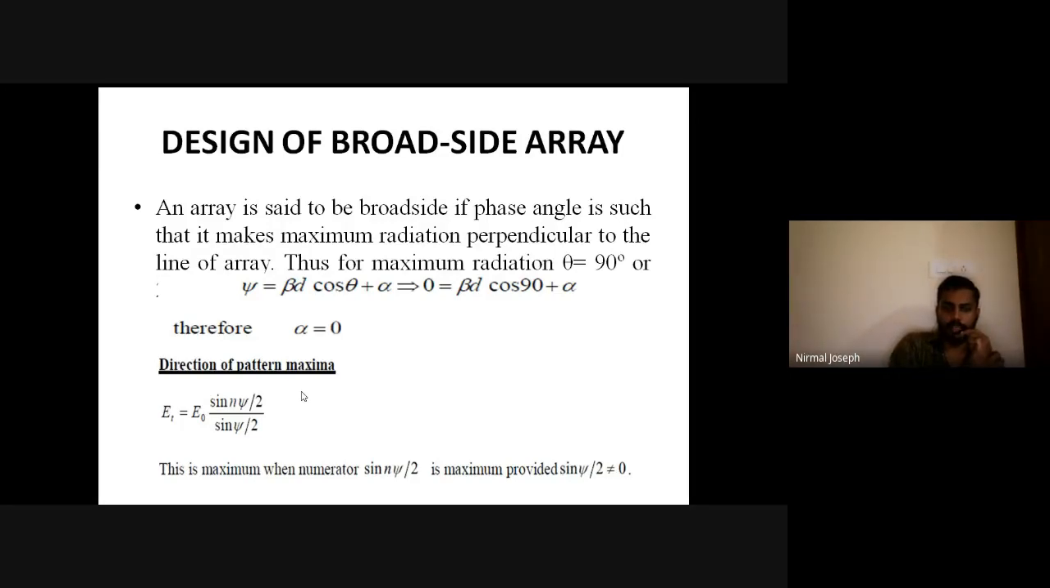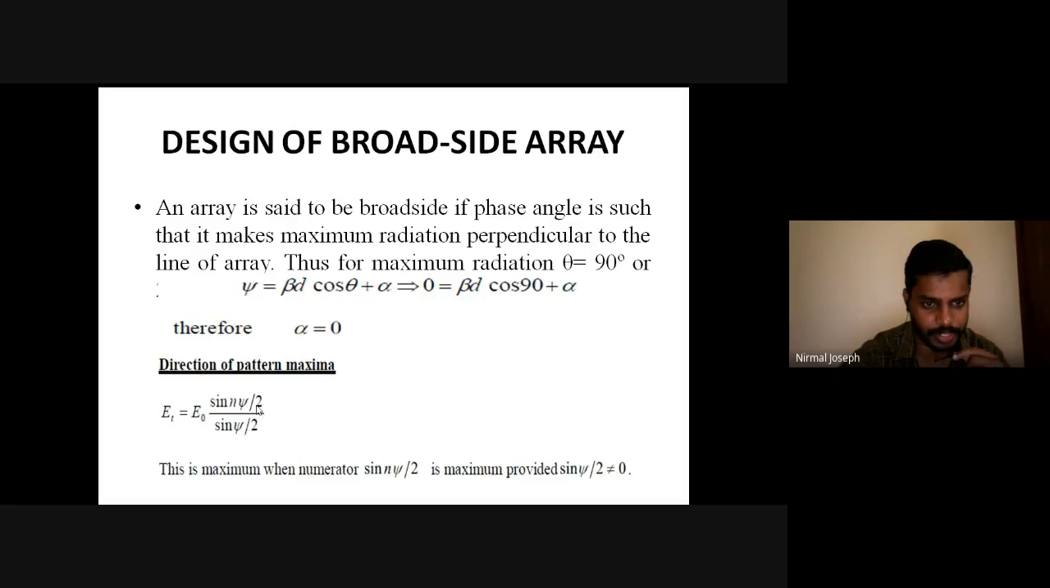So the direction of pattern maxima we are going to find out. I think you may be remembering this expression: E total field will be equal to E naught into sine n psi by 2 divided by sine psi by 2. This is maximum. That only we are going to find out, the direction of pattern maximum. Do you remember this expression? We have done it around 2-3 times in different derivations.